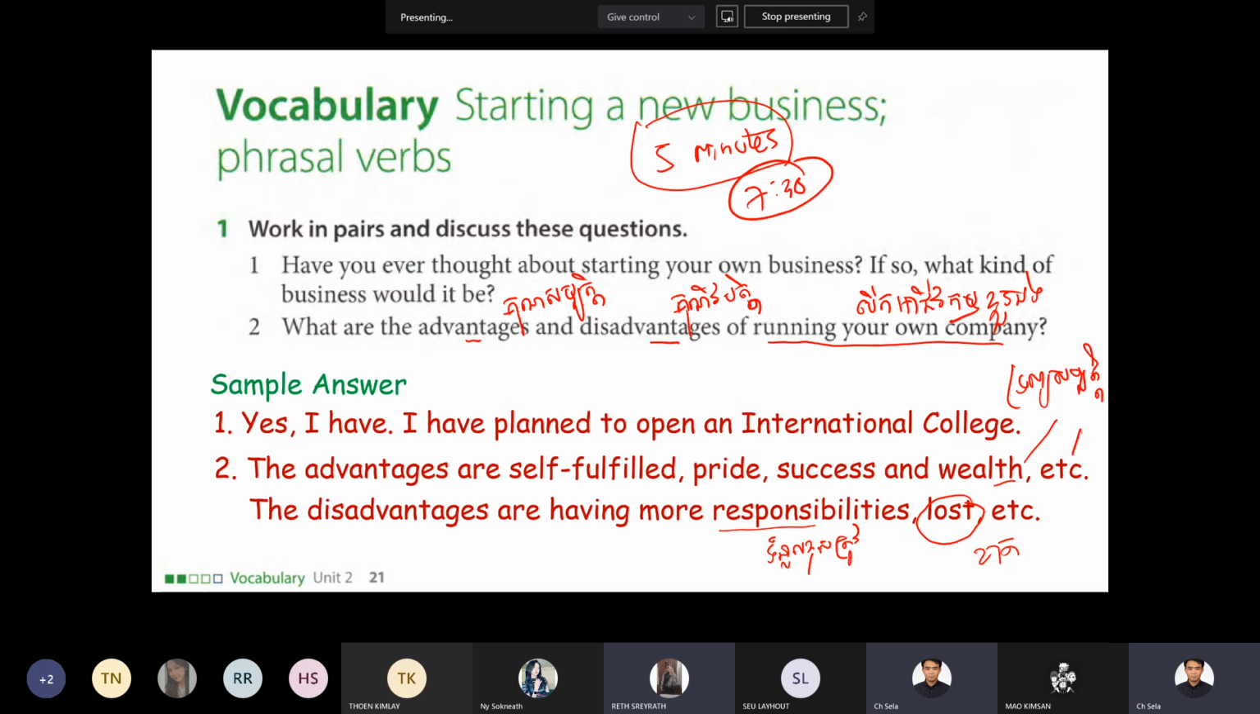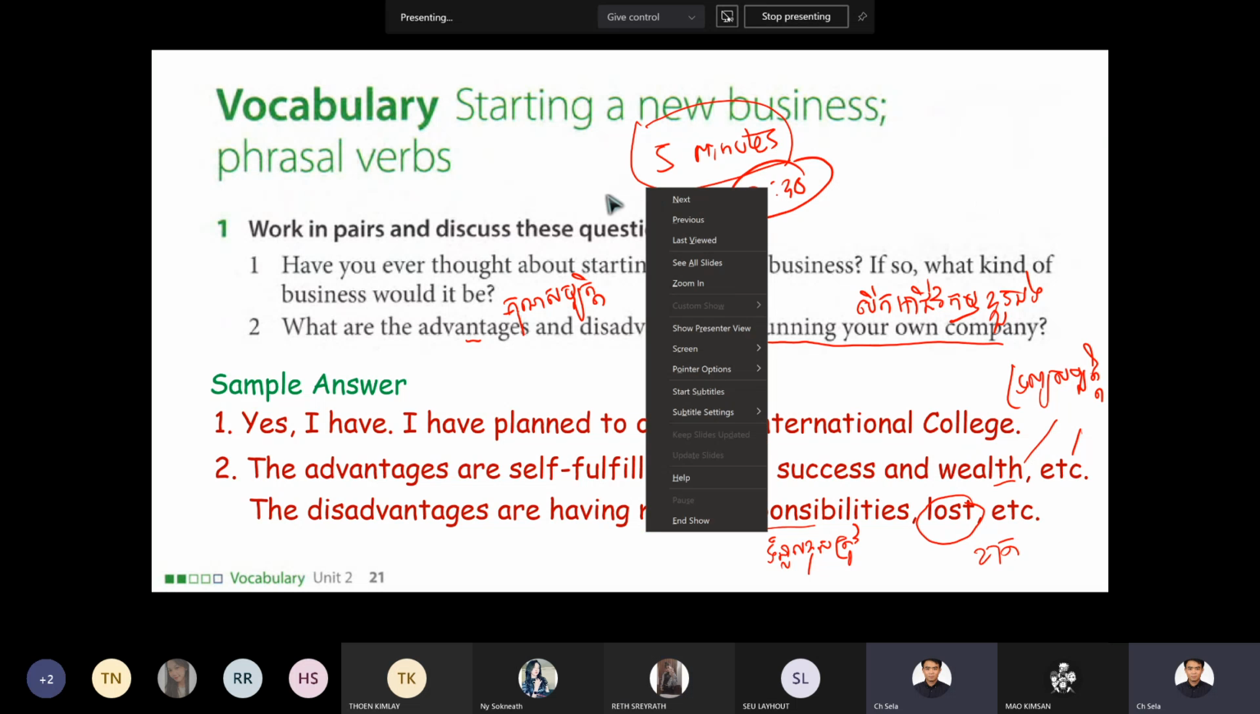Two. What are the advantages and disadvantages of running your own business? For me, the advantages of running my own business are success, I can find money for myself and my family. No one can control me. And the disadvantages: take a risk, don't have enough money for opening, hard to find a good place, environment, and find customers. Okay, thank you very much.